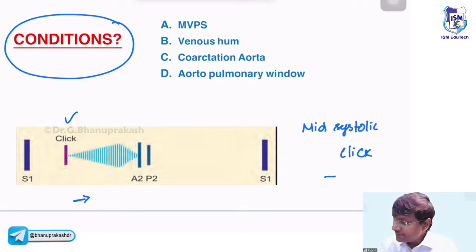So can anyone tell me in which condition do you have this? Mid-systolic click with late systolic murmur. So mid-systolic click with late systolic murmur, right? Very, very good, Kailash. So that is in case of the MVPS, that is mitral valve prolapse syndrome.